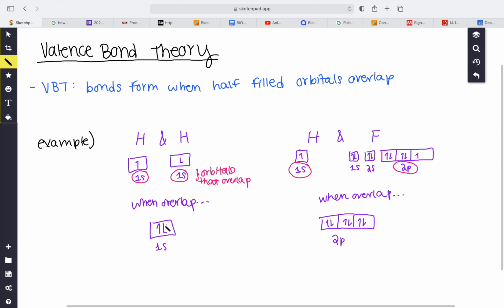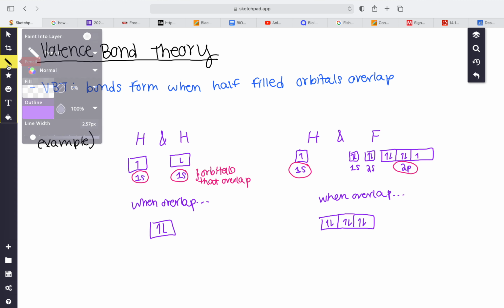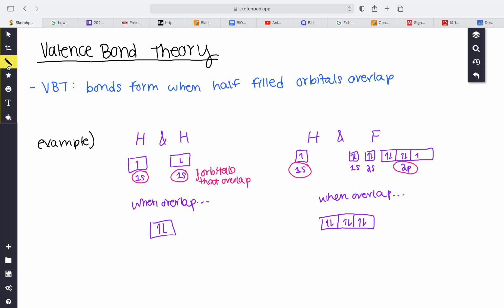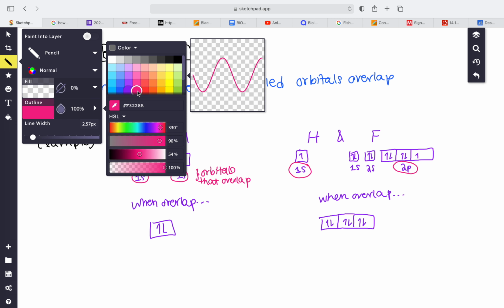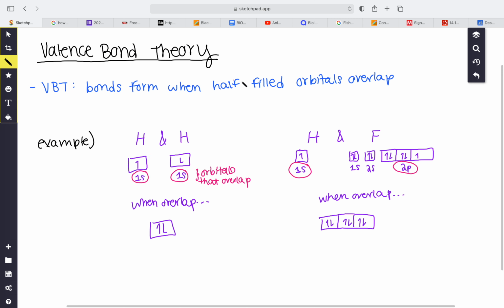So when they overlap, it's just going to add together. It doesn't have to be the 1s orbital, or the 2p orbital, but what you do have to know is that they are overlapping and forming a bond because of that overlap, right? And then let's take a look at something like hydrogen and fluorine.